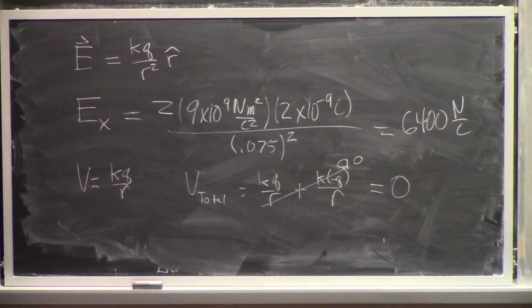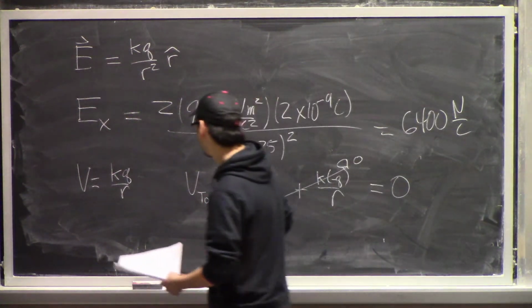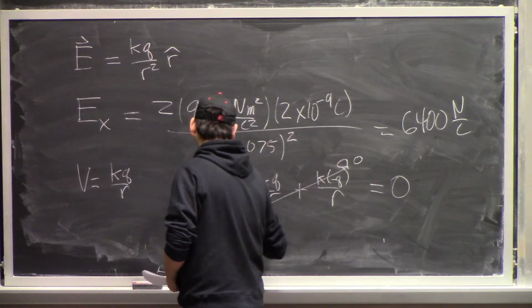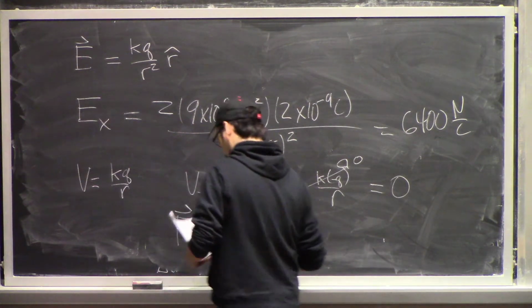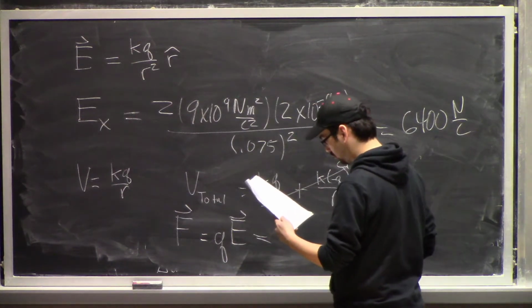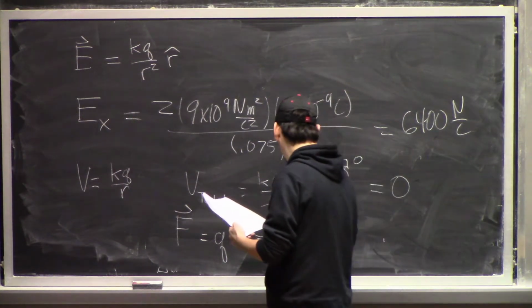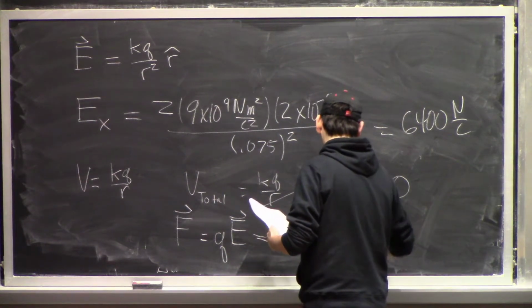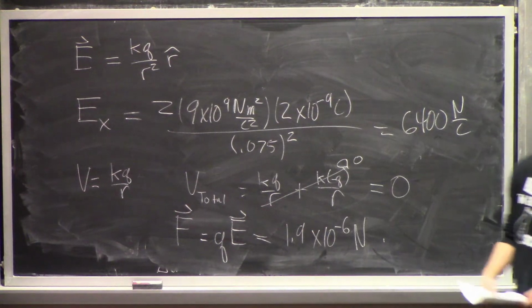Now to find the force, we know what the electric field is already. So to find the force on a charge that we put at the center, we just take this electric field and we multiply it by the charge. And so F is going to be equal to QE. And so this is going to be equal to 1.9 times 10 to the minus 6 newtons. Okay?